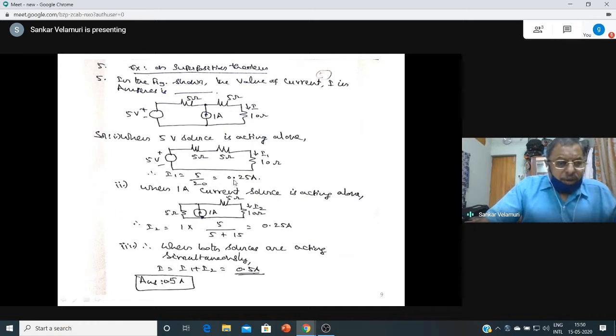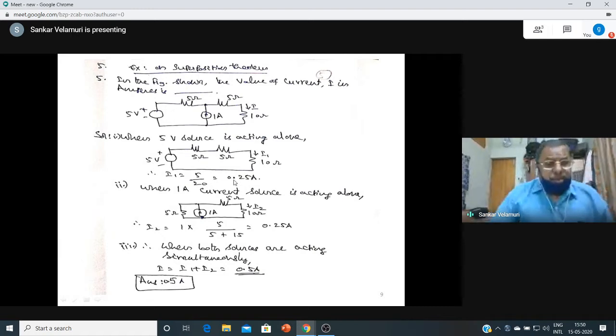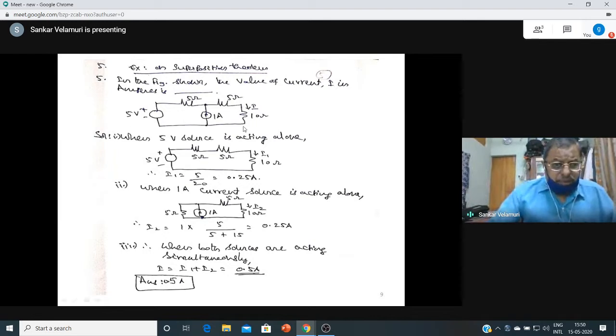Now one may be tempted to say that the algebraic sum is a difference. It's not the difference always. Algebraic sum means that due to the 5 volt source, the current is from this end to this end, maybe A, B. This is A. Always we take this A, B by notation, although it's not given. We can easily assume that. So it is from A to B. Due to 1 ampere also, whatever may be the case, it is still from A to B only.